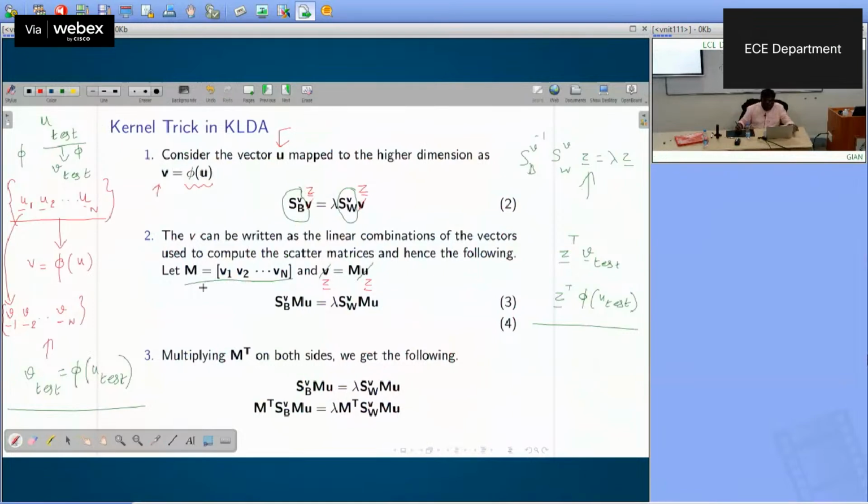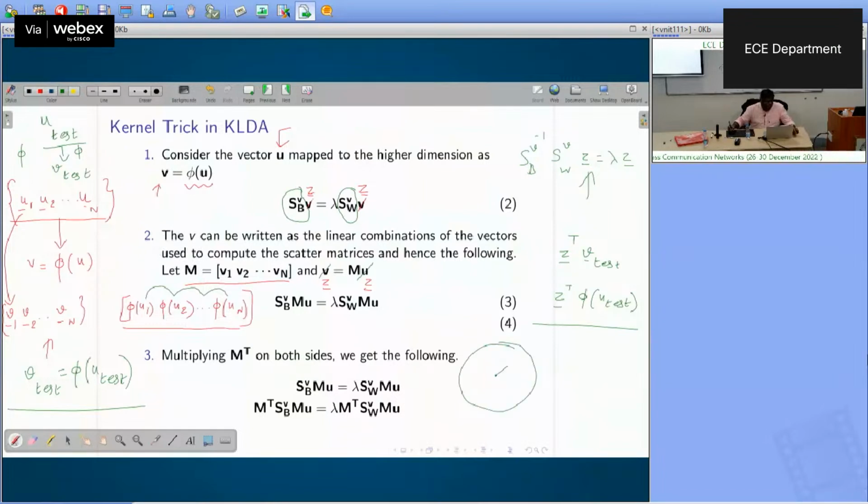What I really mean by that is, if I have a matrix M that I am constructing, and here these individual vectors V1, V2, V3 and so on are basically phi of U1, phi of U2, all the way up to phi of UN, right? What I am saying is, this eigenvector Z can be represented as a linear combination of these vectors. Pictorially, I will explain it in a different way, which will make it very clear.